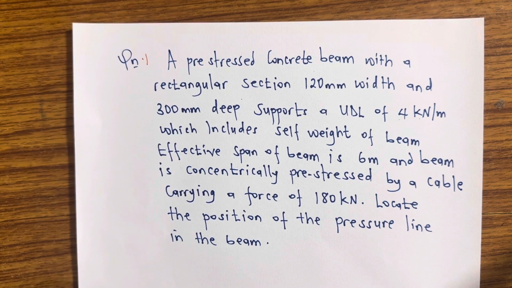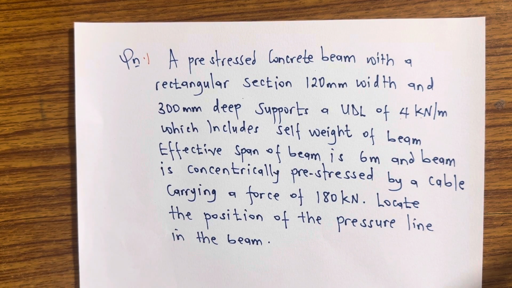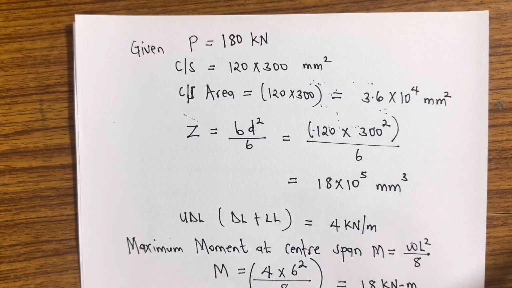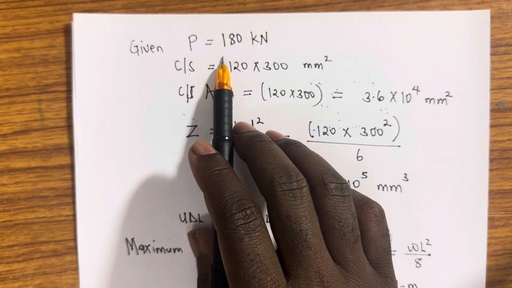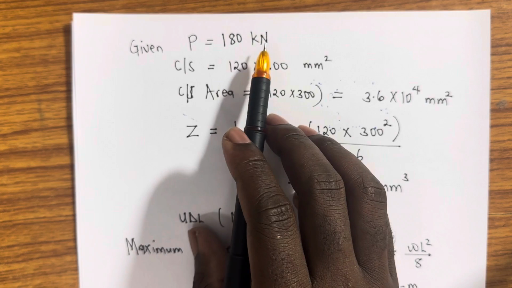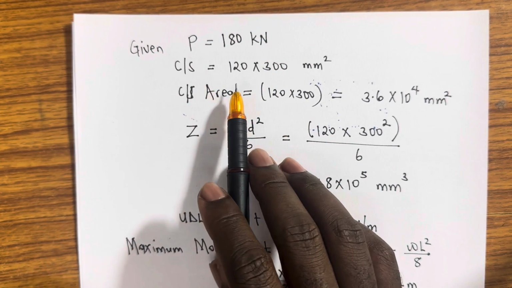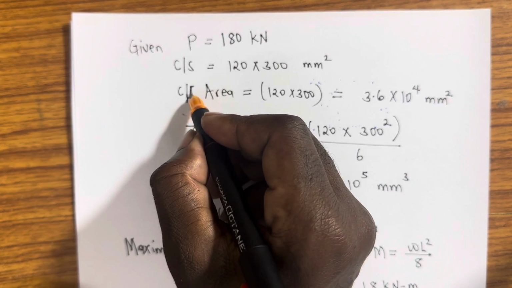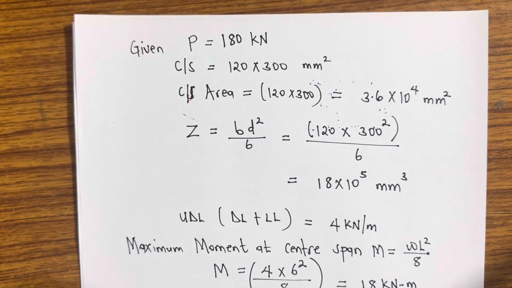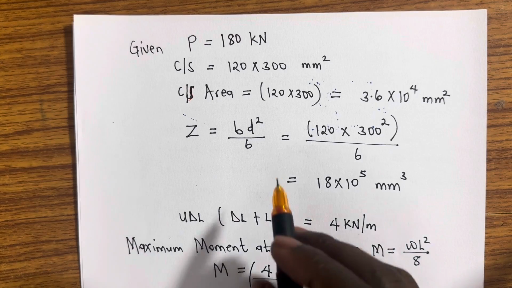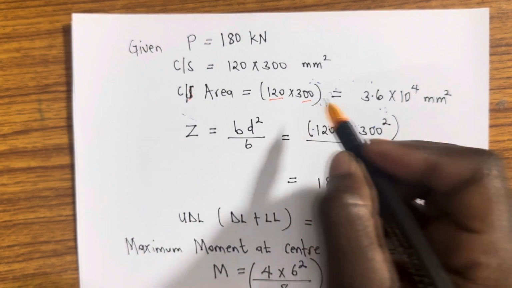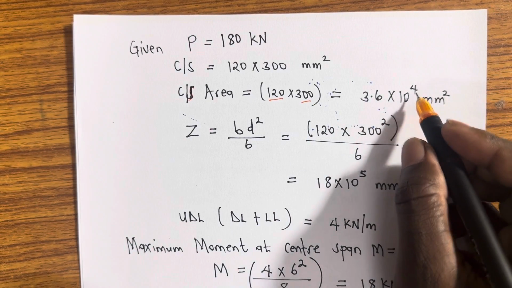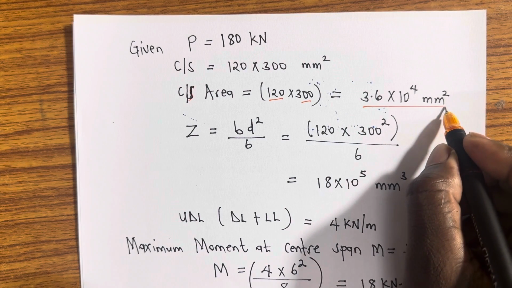So what do we know? From the given data, we can proceed to calculate this very well. Given that the force P is 180 kN, the cross section is given to be 120 by 300. That means our cross sectional area, A, equals 120 times 300. You get 3.6 times 10 to the power 4 mm squared.